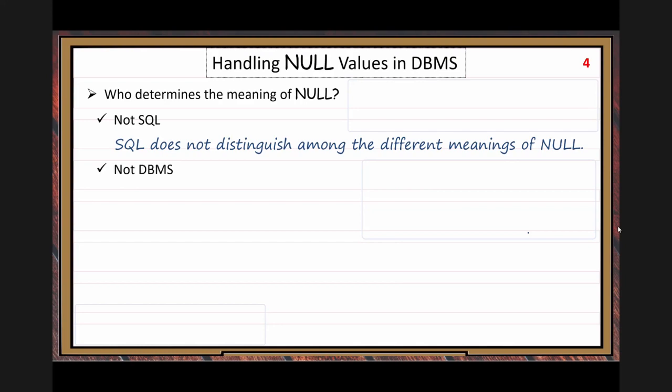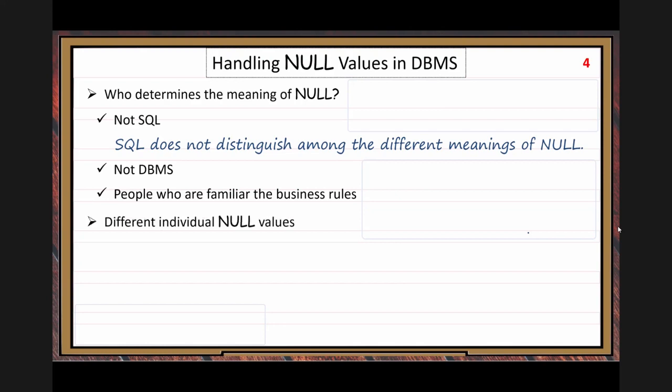Not the DBMS. The DBMS cannot separate the specific meanings, because it does not know your business details. People who are familiar with the business rules can explain what the exact meaning of the null there is.